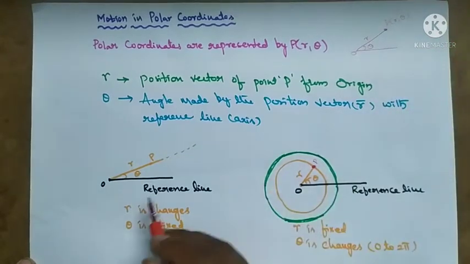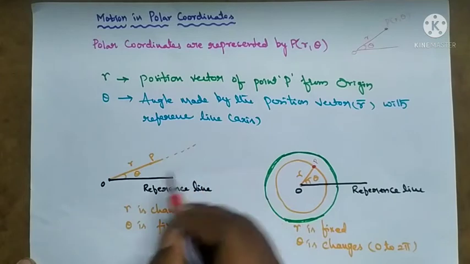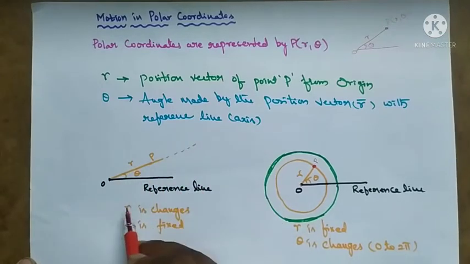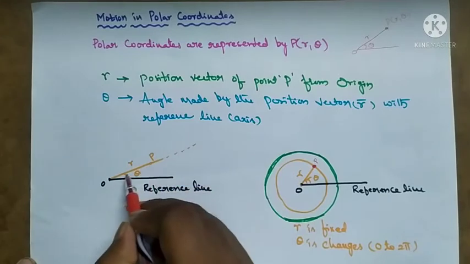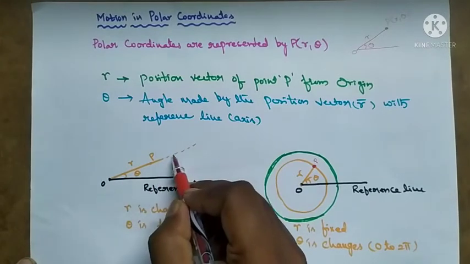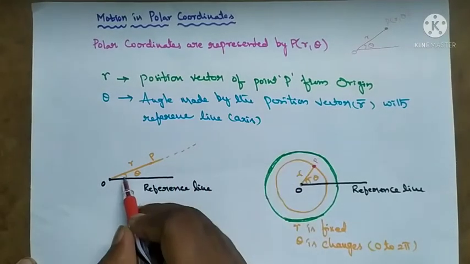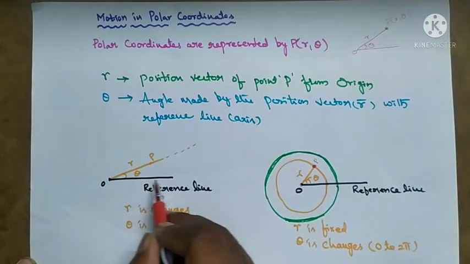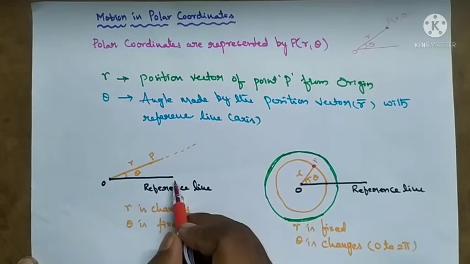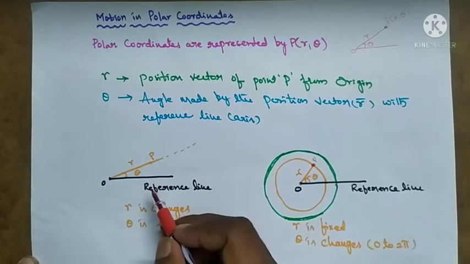If the particle is moving linearly in polar coordinates, then r changes. If it is moving linearly, the position vector of that particle changes linearly, but the angle made by this position vector with the reference line is fixed. So that is the case of linear motion.